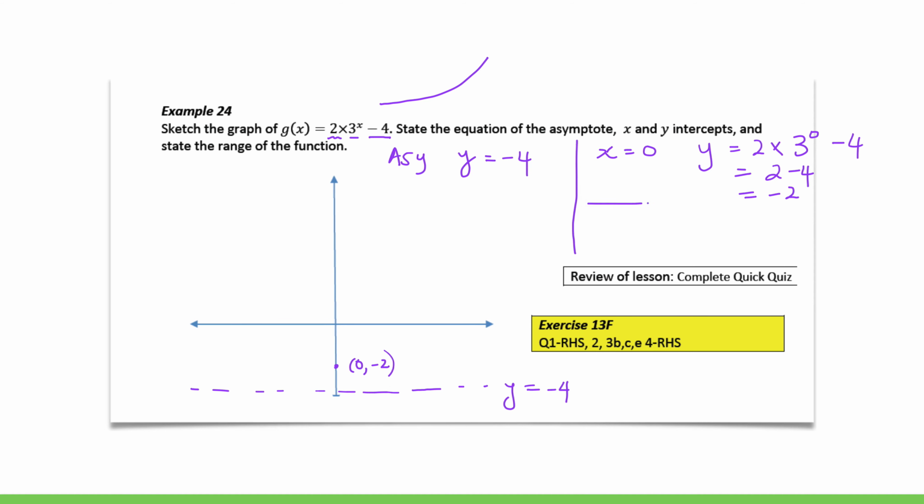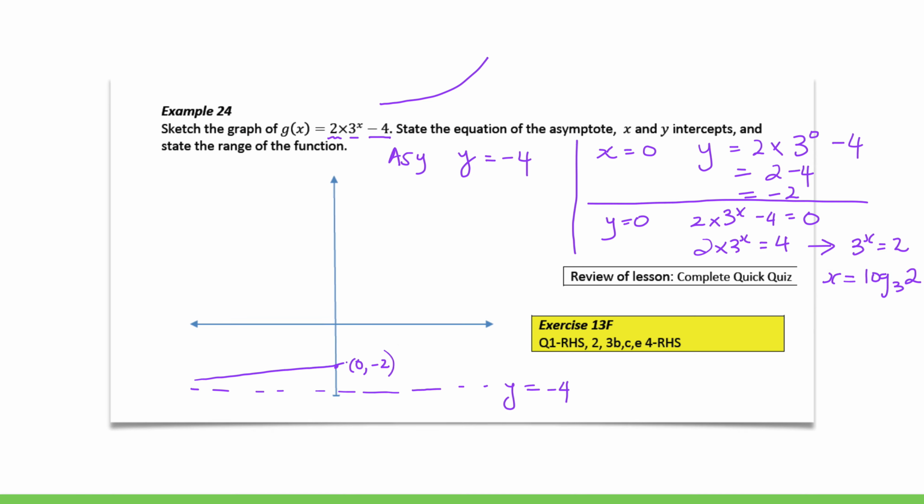And then in order to find my x-intercept, I'm going to make y equal to 0. I will take the negative 4 to the other side. That will make it positive 4. I will then divide both sides by 2. And then you can see that I can't rewrite 2 as a base of 3. So what I have to do is I have to take the log of the other side. So that'll be log 3 of 2. Now, although I don't know what that value actually is, I know that my graph needs to pass through this point. So wherever it happens to intersect on the x-axis is going to be my x-intercept.